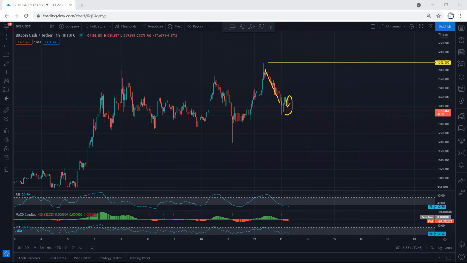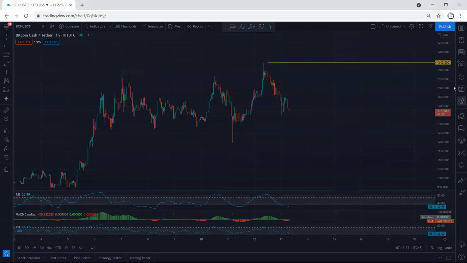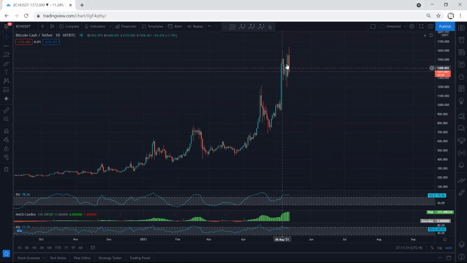And this short move is because of Bitcoin. Now we want to see what's next. If I move to the daily chart, the only thing we see is the way it's correcting. We don't have any trade setup based on the daily chart. The only thing is we are within this correction.